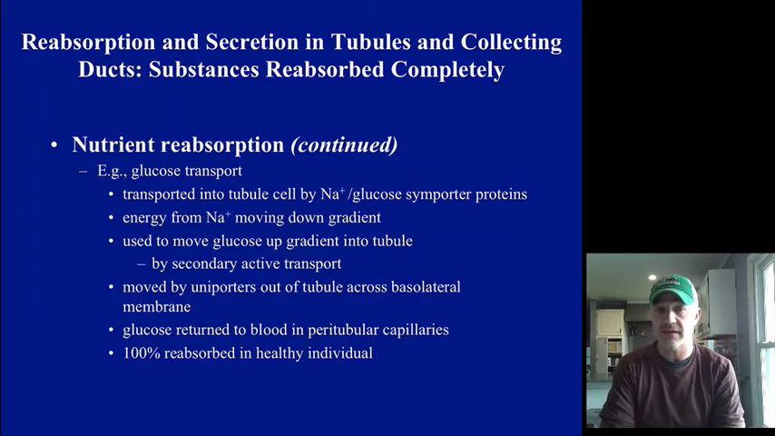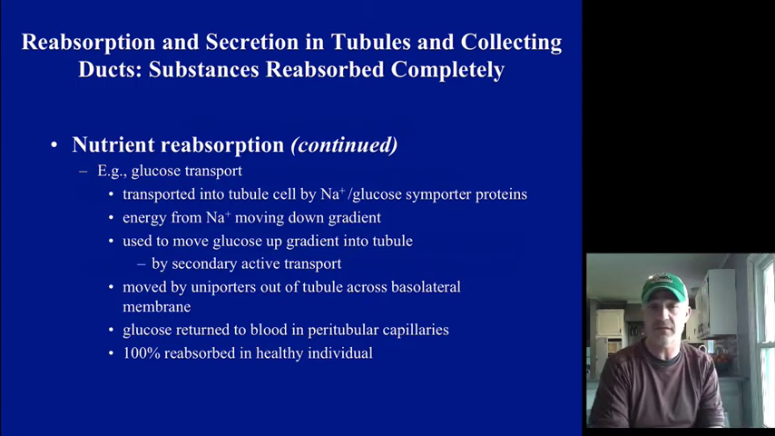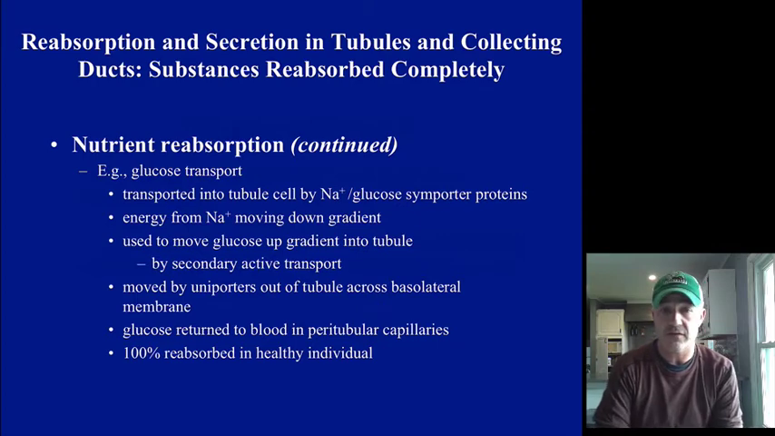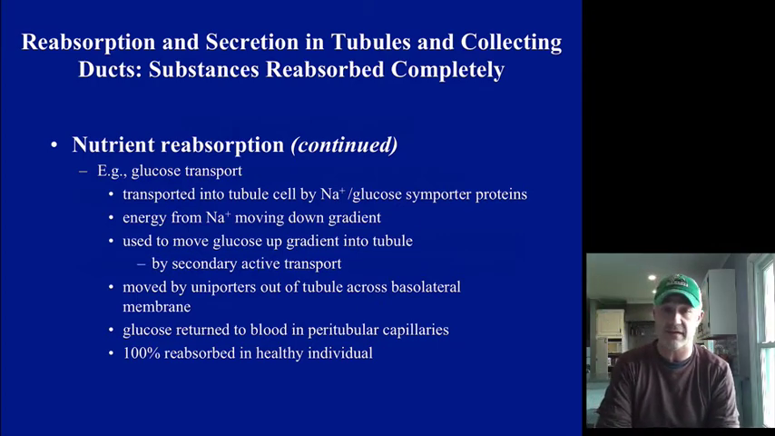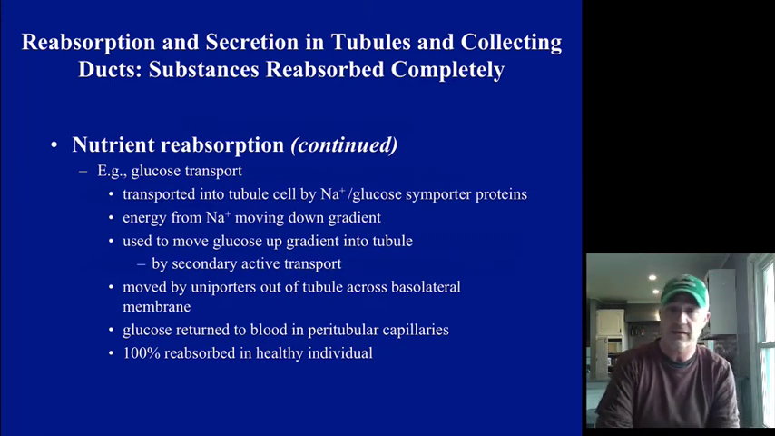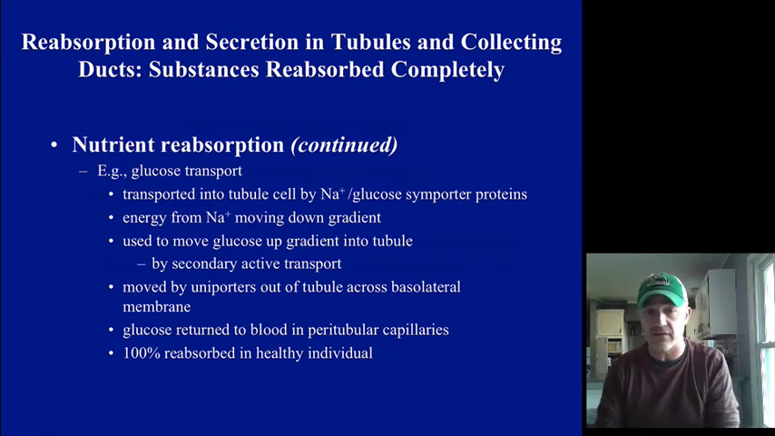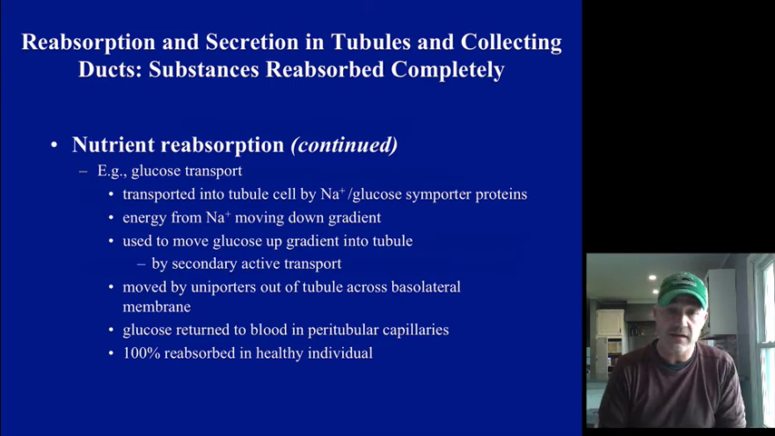Like I said, glucose is done by transporter proteins. It's the sodium glucose symporter. We're going to use that energy from sodium to move glucose out of the tubule by secondary active transport into the cell and then out the basolateral membrane. And again, all that is returned to the peritubular capillaries and therefore the bloodstream. And in normal, healthy individuals, we should not see any glucose ending up in the urine.